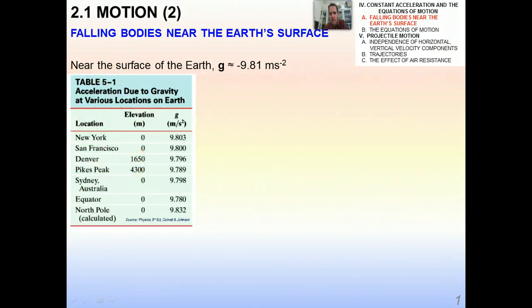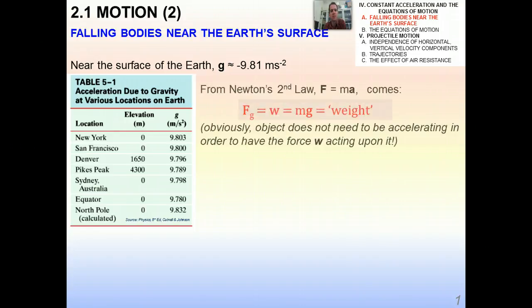So generally, the farther you are away from the center of the Earth, the lower the value of g, but not always, because it depends on things like the density of the Earth between you and the center and what the Earth is made of and so forth. But generally, we take 9.81 meters per second squared to be g.